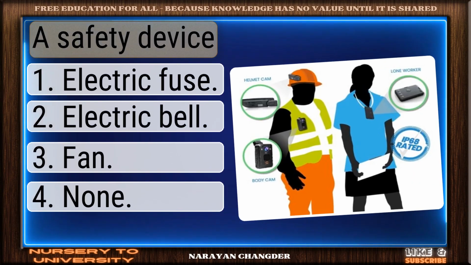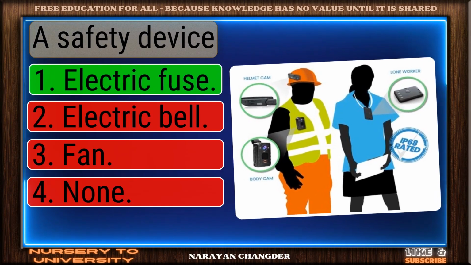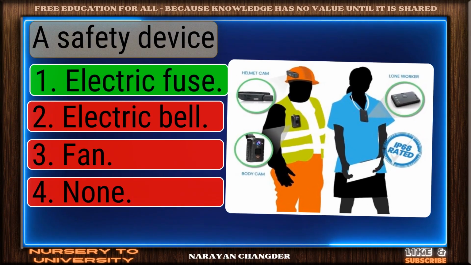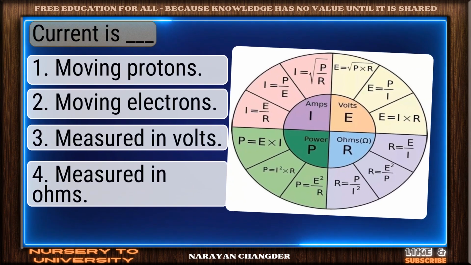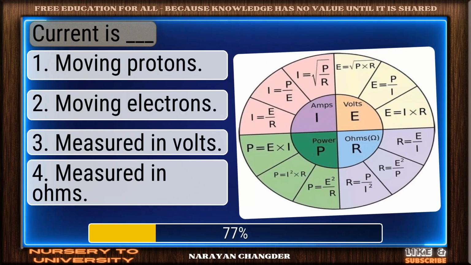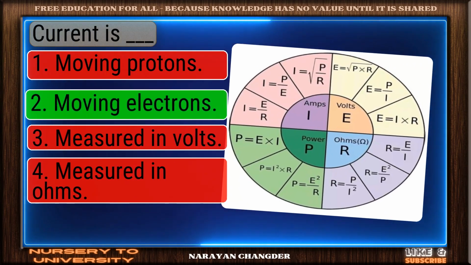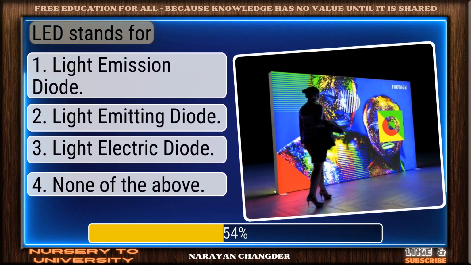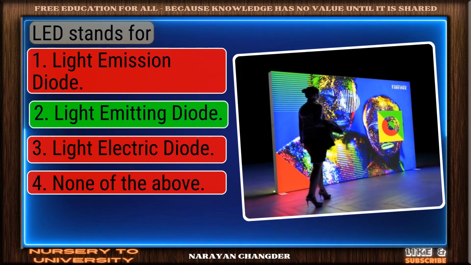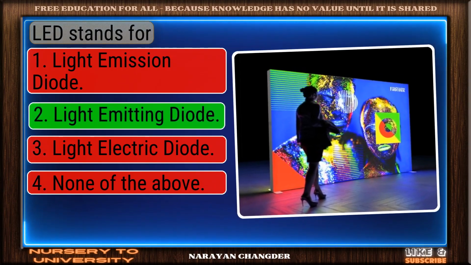Question number 294. A safety device. Well reasoned. Electric fuse is the correct choice. Question number 295. Current is dash. Smart pick. Moving electrons is the correct choice. Question number 296. LED stands for. Nice selection. Light-emitting diode is the correct and valid answer.